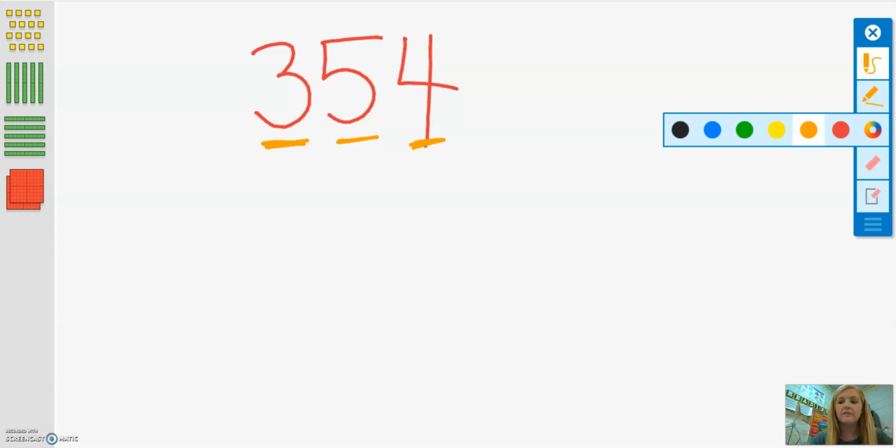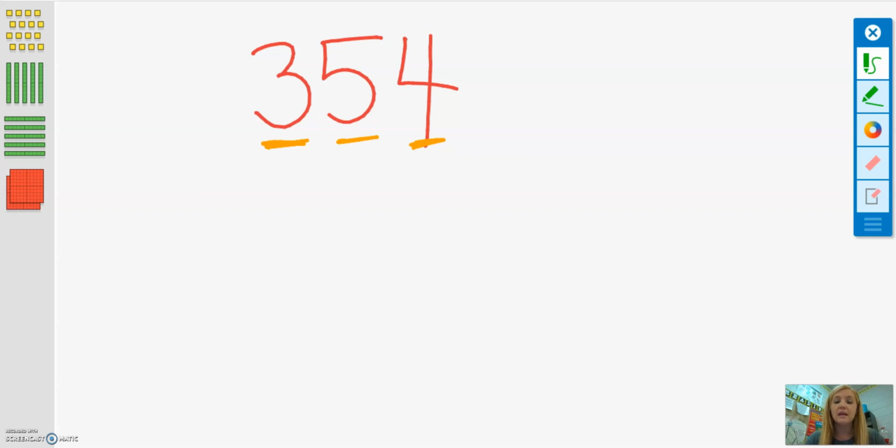Now, if I want to learn the value of the digit, you need to know what value means. When I say value, I mean how much the digit is worth. So in my class, when I say, what's value? I want you to say, how much is it worth? What's value? How much is it worth?